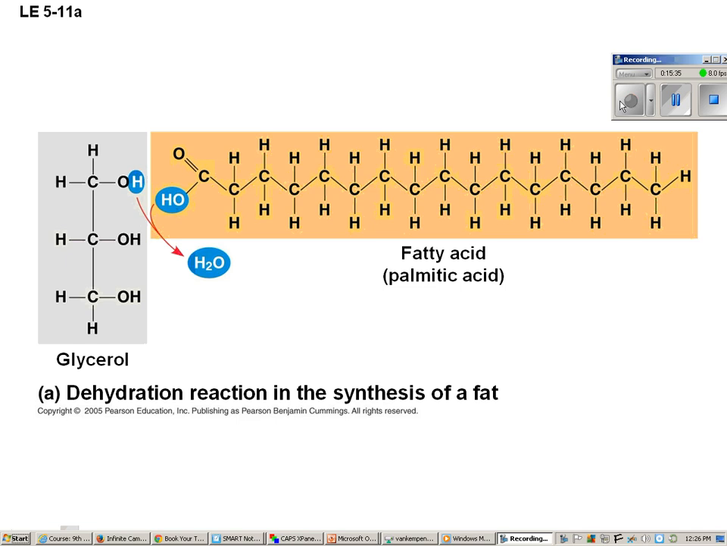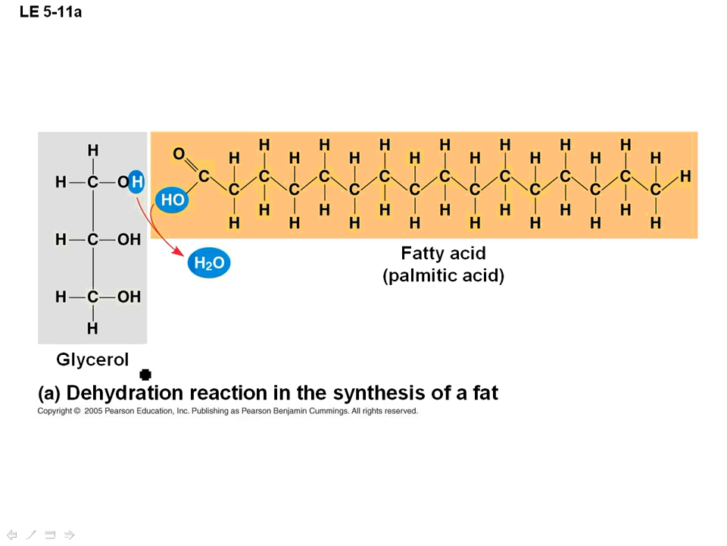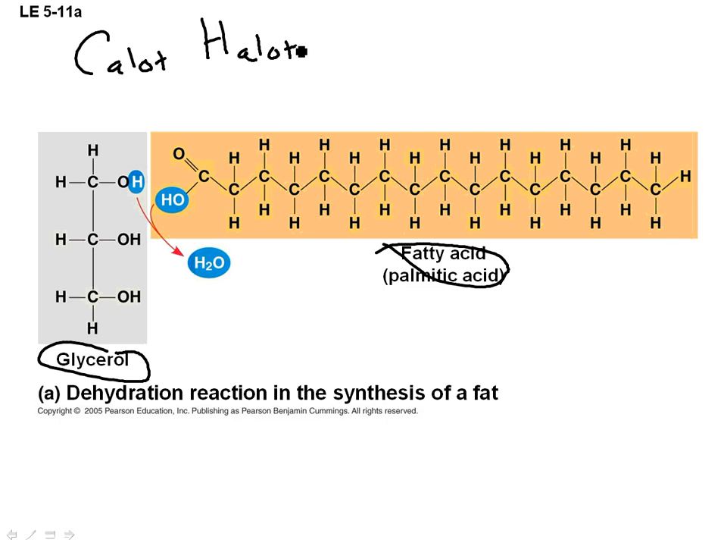So generally, a fat is made of two parts, and you probably should know this. It's made of glycerol and fatty acids. They give different names for fatty acids, but notice the general formula for a fat: C a lot, H a lot, O few. Look, this one is 1, 2, 3 C's.